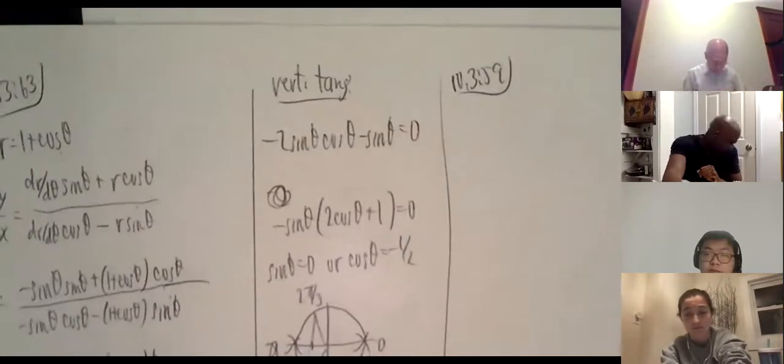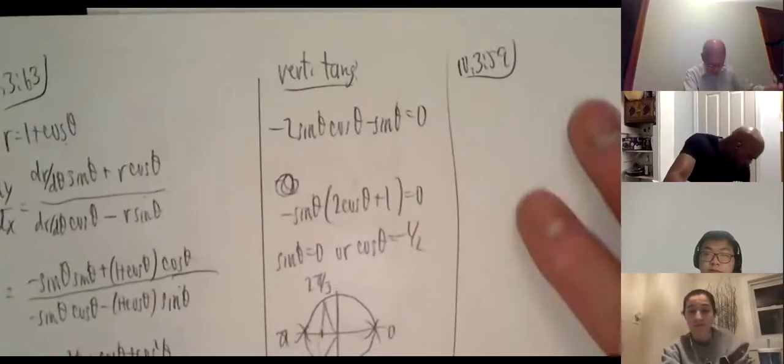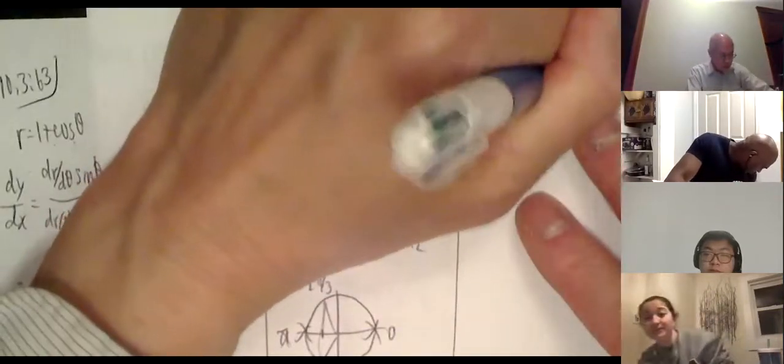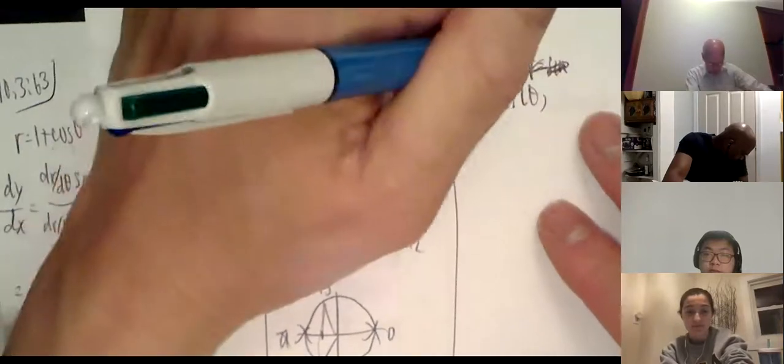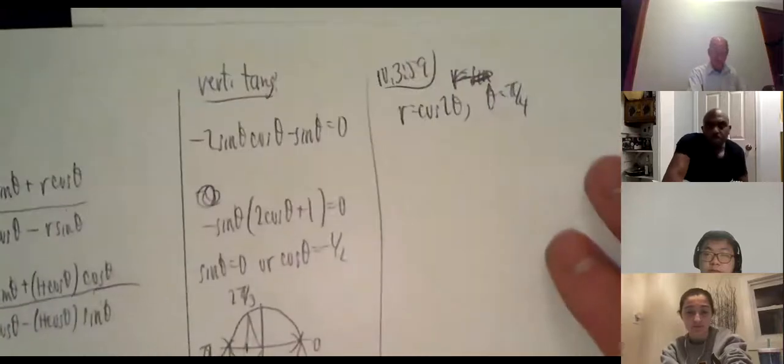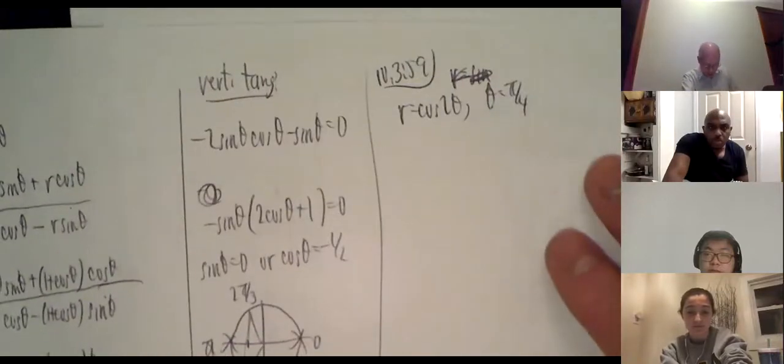10.59. r equals cosine 2 theta, theta is pi over 4. Find the slope of the tangent line to the given polar curve at the point specified by the value of theta.